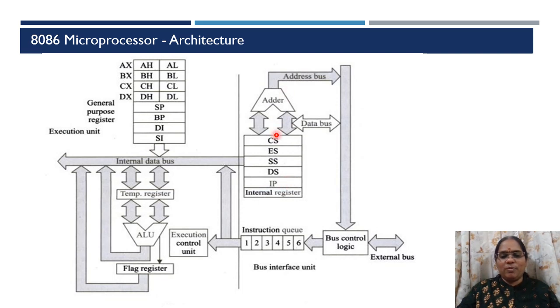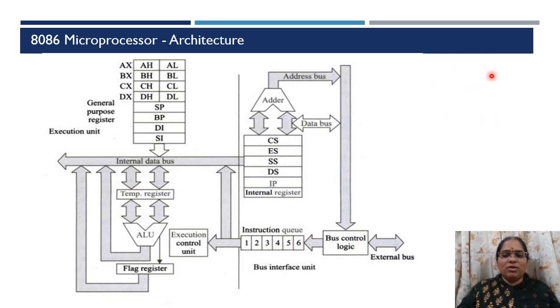If any offset is there, it will be added to the instruction pointer. The address will be generated through the address bus, and then given to the memory through the external bus. Fetch the data from the memory. It is bidirectional. Then it will be fed into the queue. This is a queue which can store a maximum of 6 bytes.